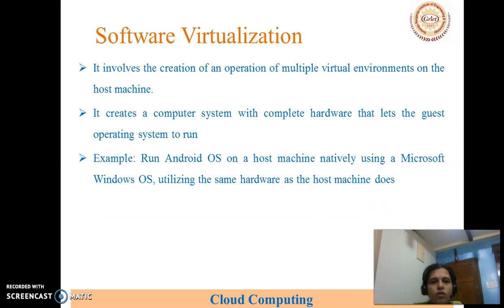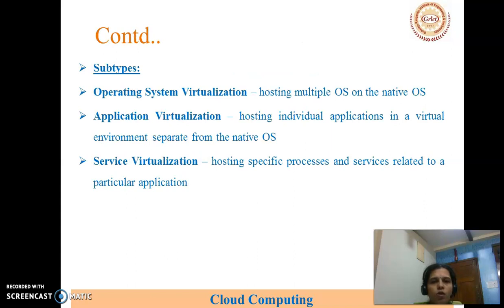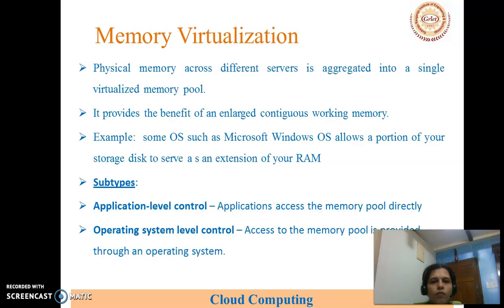Next one is software virtualization. It involves the creation and operation of multiple virtual environments on the host machine. It creates a computer system with complete hardware that lets the guest operating system run. An example of this is running Android OS natively on a host machine using Microsoft Windows, utilizing the same hardware as the host machine does. The subtypes are operating system virtualization, hosting multiple OS on the native OS; application virtualization, which hosts individual applications in a virtual environment separate from the native OS; and service virtualization, hosting the specific processes and services related to a particular application.